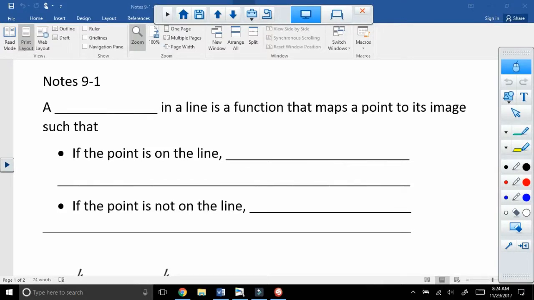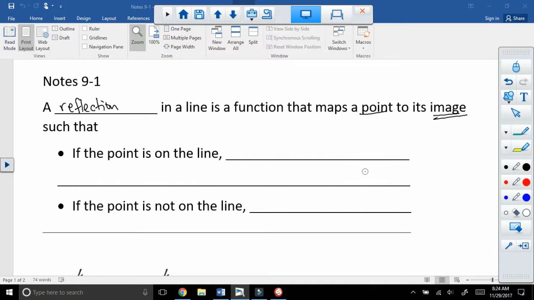Hey guys, we are starting Chapter 9. Chapter 9 has a lot of activities we're going to do, and the first one is a reflection. So you need to know that a reflection in a line is a function that maps a point to its image. And then there's two things that it could be. I'll go through these fairly quick and then I'll explain it more in just a second.